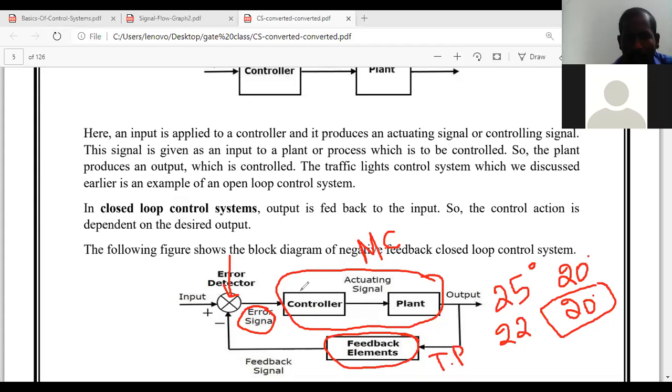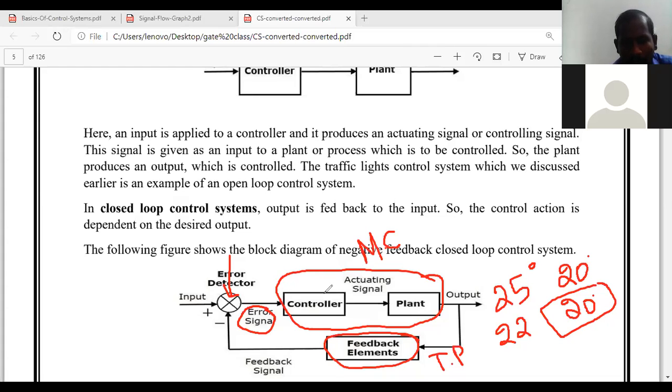This controller may be a proportional controller, proportional integral controller, proportional derivative controller, or PID controller, proportional integral derivative controller. So this will be added so that we will get the desired response. So the main function of the controller, this is a very important GATE question.